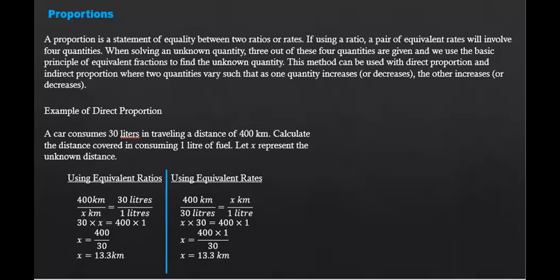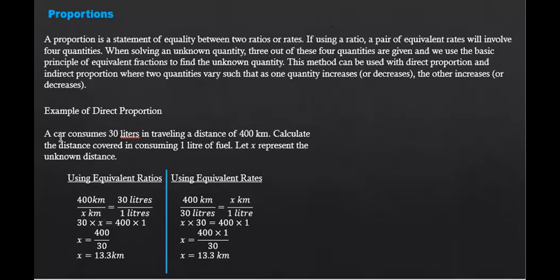We have proportions. Now, a proportion is a statement of equality between two ratios or rates. So if we use a ratio, a pair of equivalent rates will involve 4 quantities. When solving for an unknown quantity, 3 out of these 4 quantities are given, and we use the basic principle of equivalent fractions to find the unknown quantity. This method can be used with direct proportion and indirect proportion, when 2 quantities vary, such as one quantity increases or decreases, the other increases or decreases.